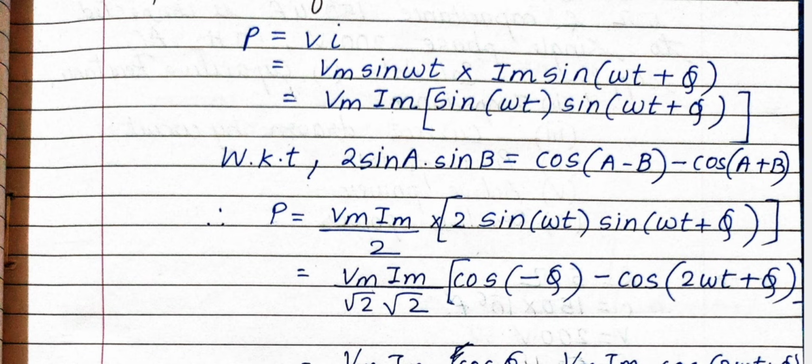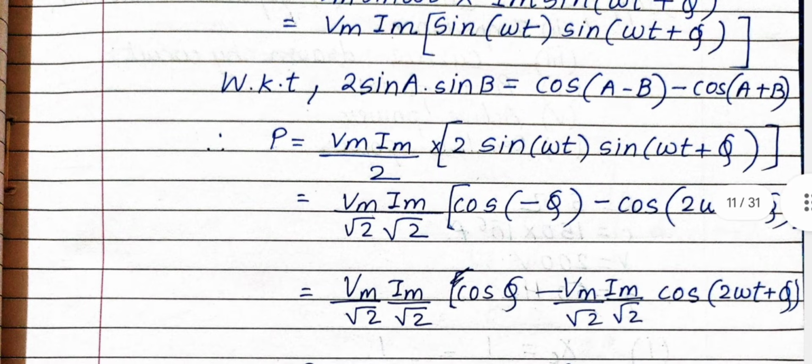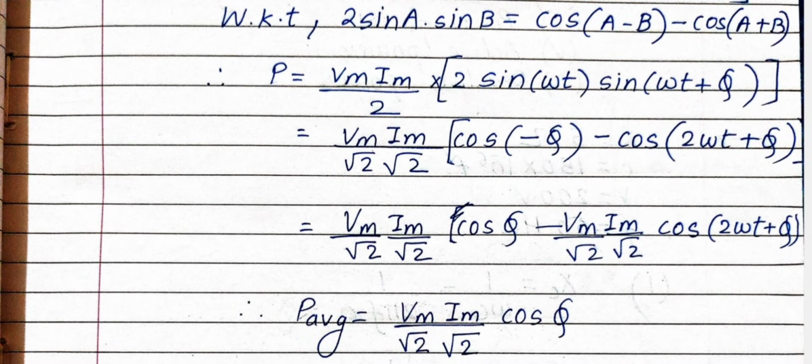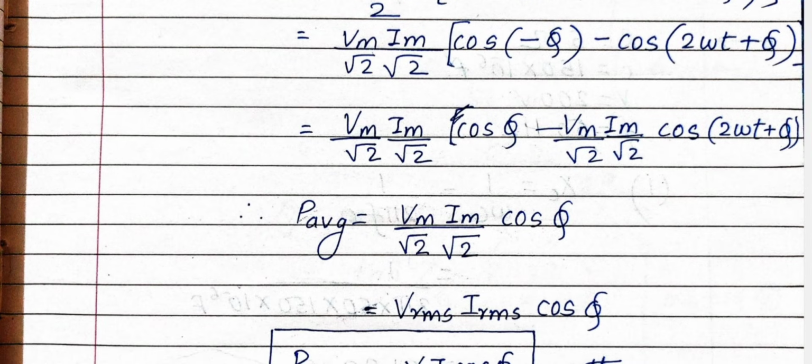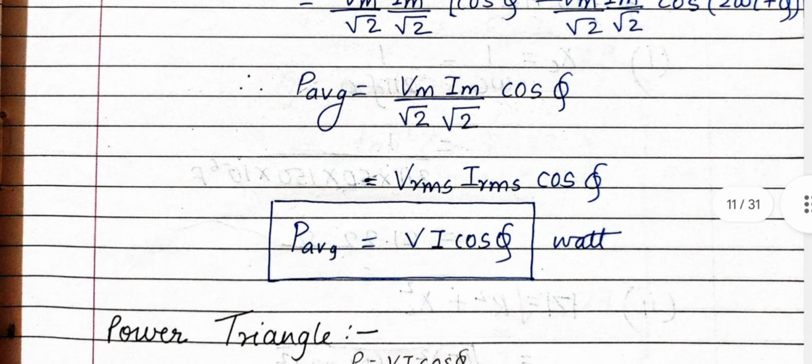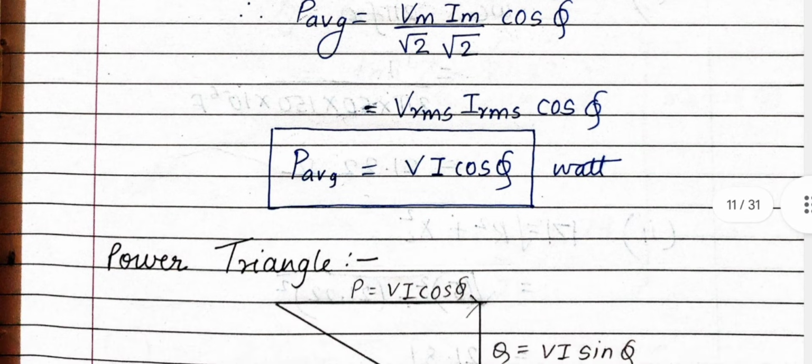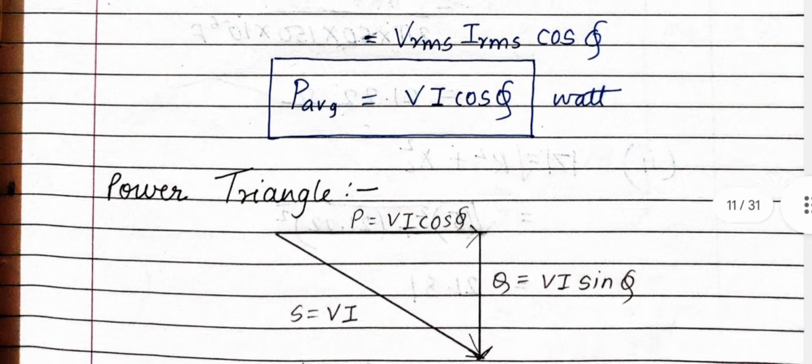In the inductive case we have written minus phi, just replace it, and by using the same formula 2 sin A into sin B, do the same thing which I have done in the last series RL circuit, okay. Then consider the right side part as the fluctuating power component, and you will get P average as Vrms Irms cos phi, that is VI cos phi watt.